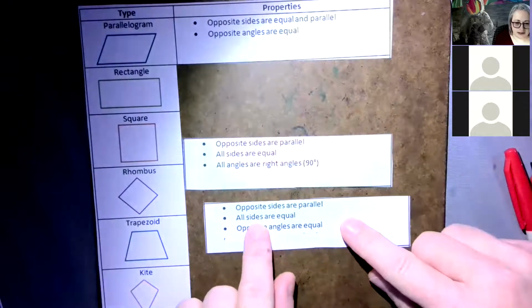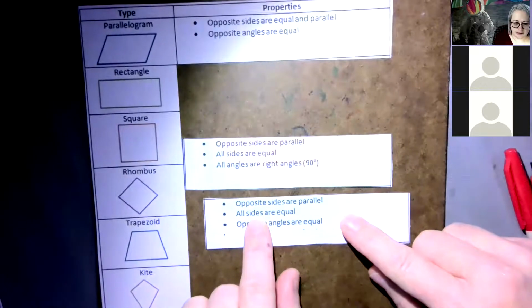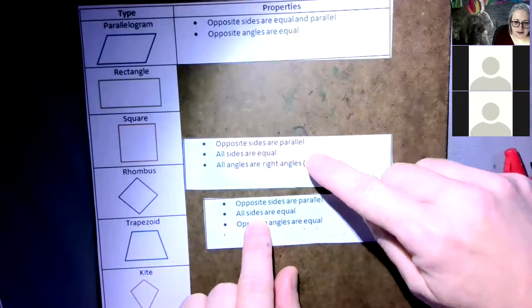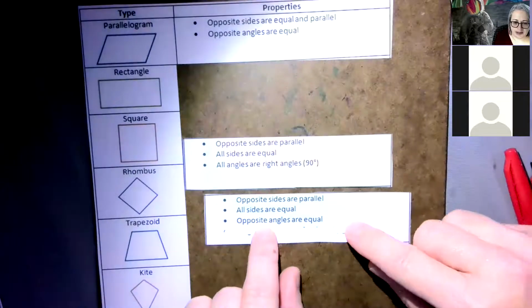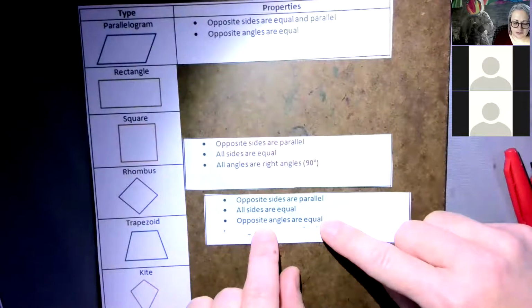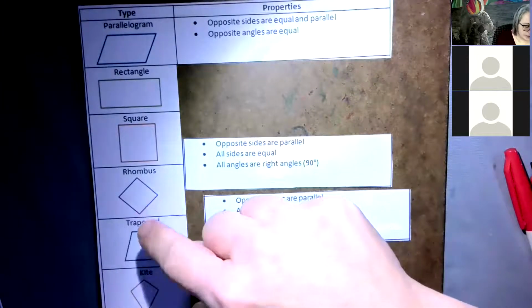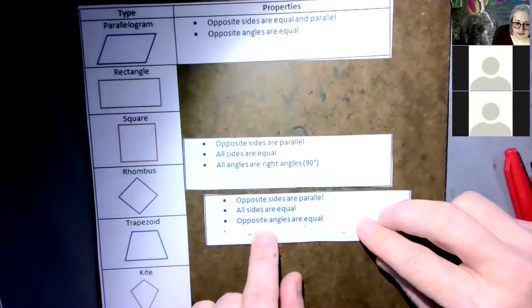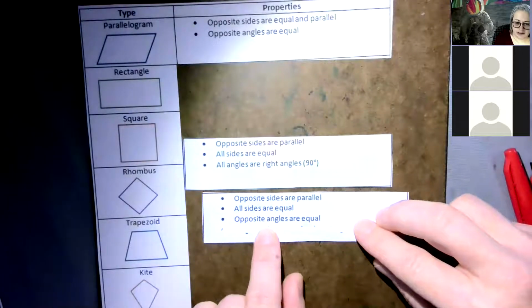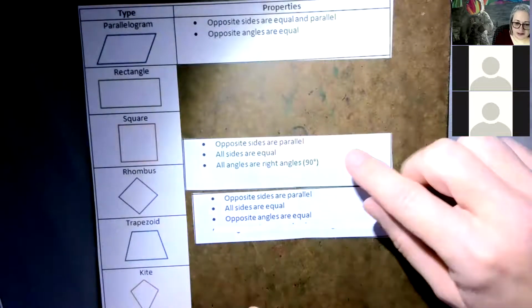Okay, how about this one? Opposite sides are parallel. All sides are equal. That's the same thing as both of those two. Opposite angles are equal. Does that match both of them too? Because if all of them are 90 degrees, are the opposite ones equal? So basically, these are the same kind of thing, just saying it differently.